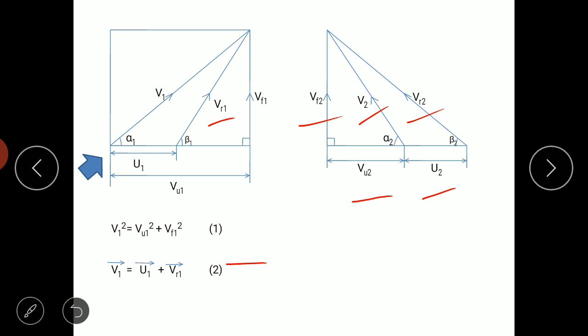Okay, again the angles are shown here. Angle made by V2 is alpha 2, angle made by VR2 is beta 2. So this is how we get the outlet velocity triangle. Please remember that from inlet to outlet, the absolute velocity decreases. You can see it in the magnitude. From inlet to outlet, the relative velocity is increasing. Please remember this, so you can draw the velocity triangle easily.